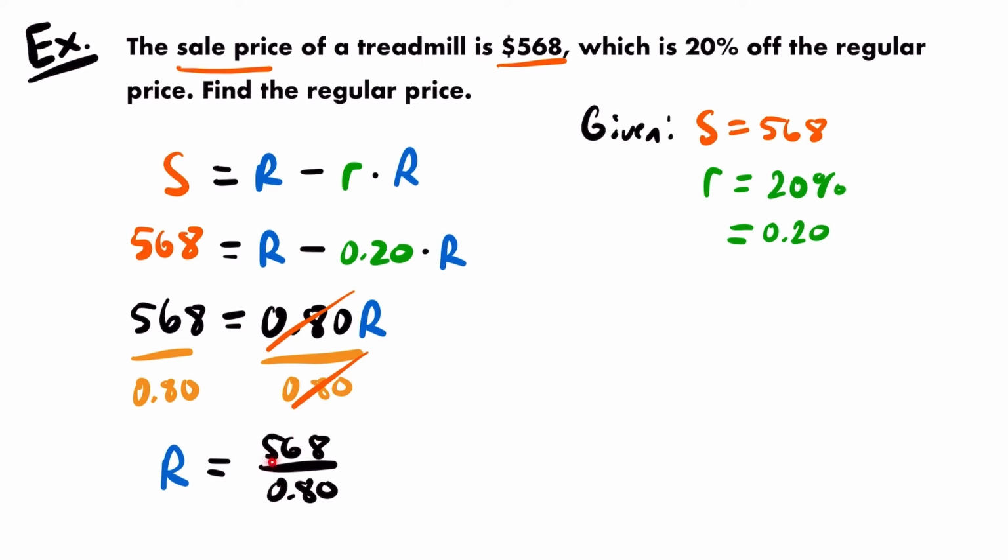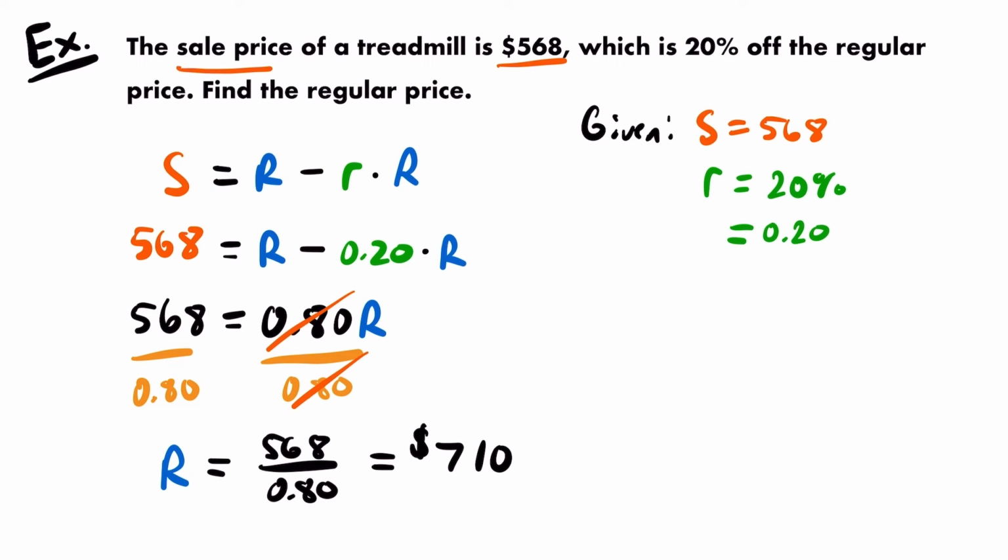All right, now this division, while it is possible to do by hand, would be a little bit complicated, and ultimately that's not the focus of this video. The focus is on solving these discount problems. So if you want to do this by hand, you can, but most likely you'll want to use a calculator here. So put this into a calculator, and you'll find that 568 divided by 0.80 is equal to 710. That would be the value of the regular price of this treadmill. All right, but since that is a price, don't forget to include a dollar sign.